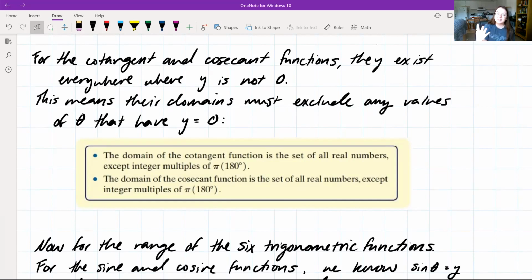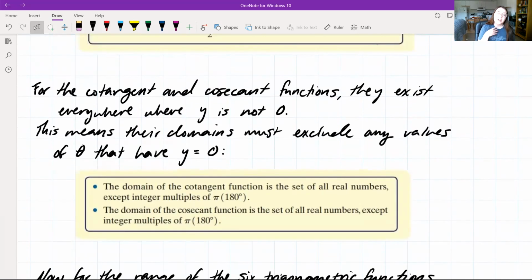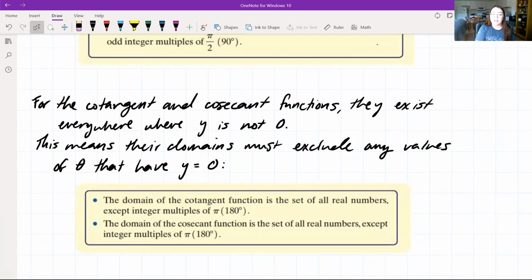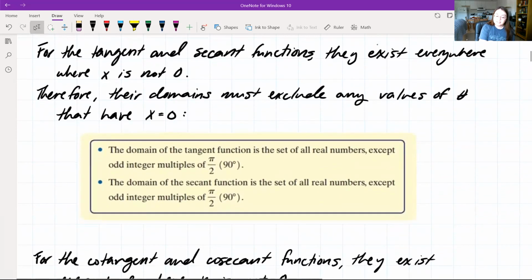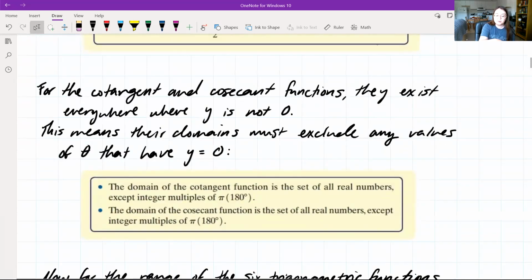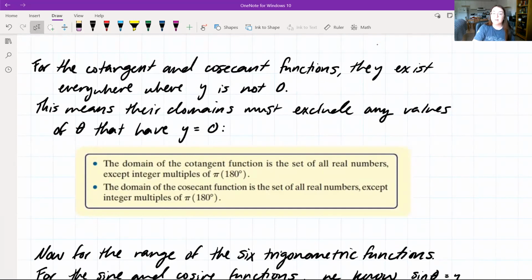So these functions exist everywhere except at certain points. Sine and cosine exist everywhere, while secant and tangent exist everywhere except for odd integer multiples of pi over 2, and cotangent and cosecant exist everywhere except for integer multiples of pi. So they have these kind of exceptions for their domains.